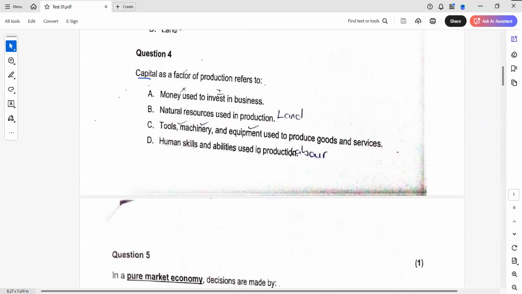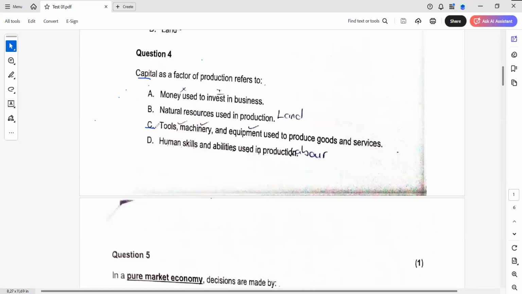So they're saying that as a factor of production, capital we refer to money, no. If it was financial capital, yeah, but we don't look at that here. We're just focusing on capital being one of the inputs used in the production process. Used to invest in, so this one is wrong. Number B, natural resources, is wrong. Natural resources would be land. Tools, yes. Machinery, yes. Equipment, yes. Used in the production process. So the correct answer is C.